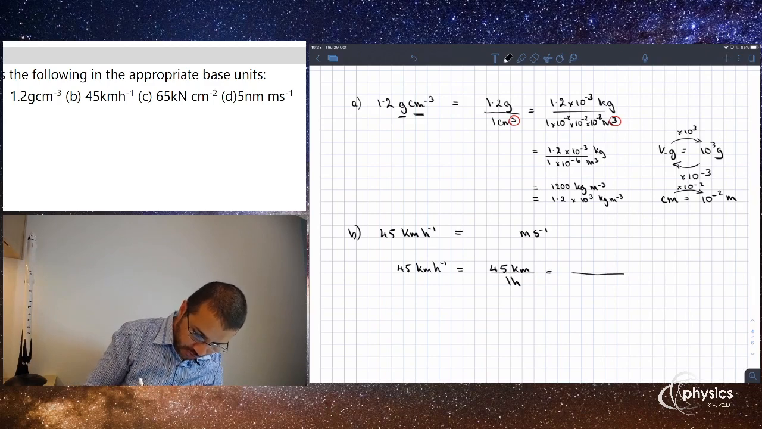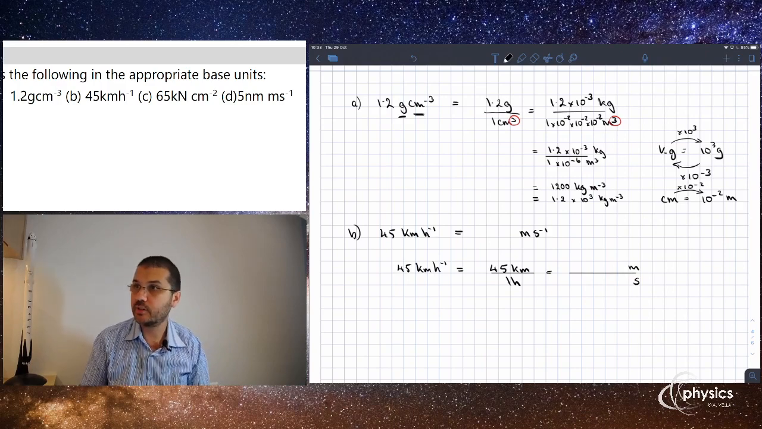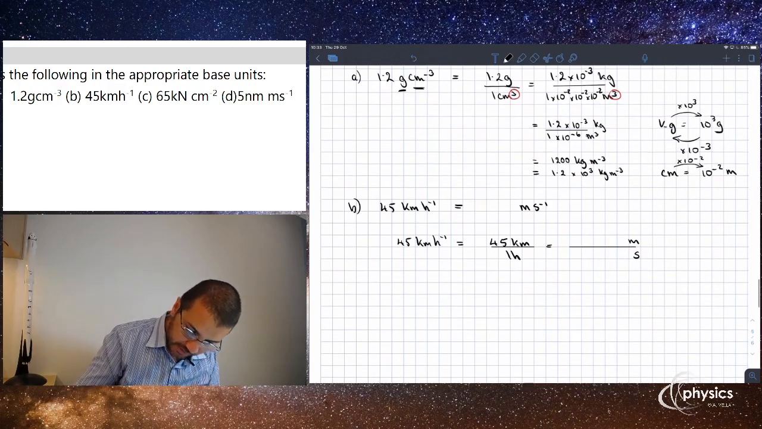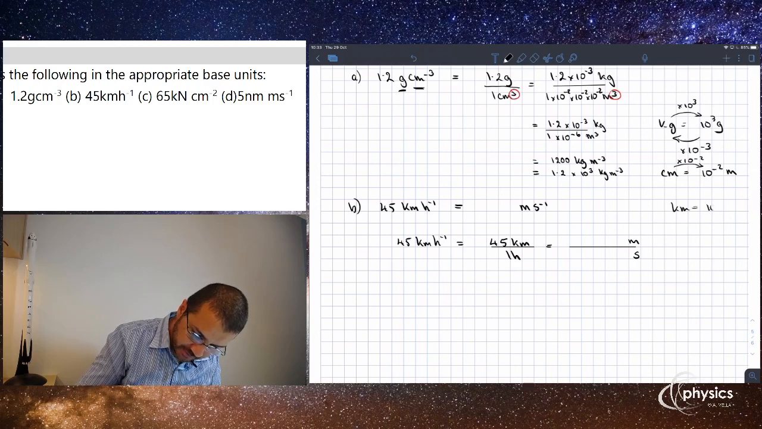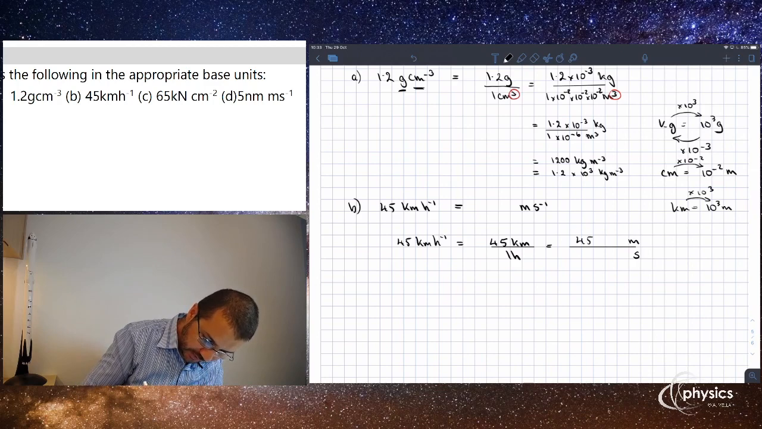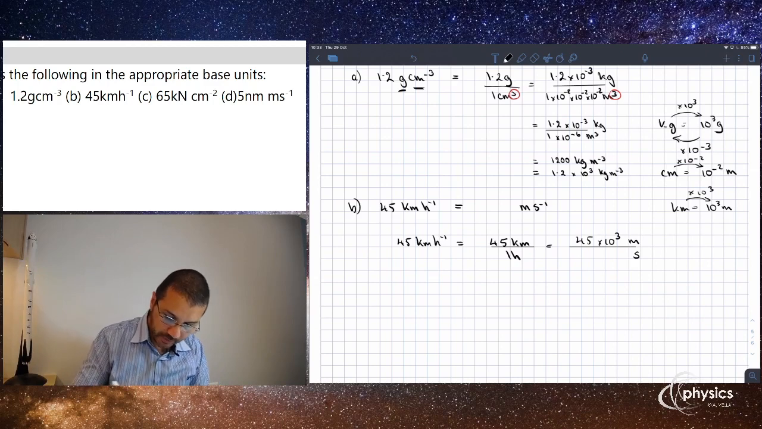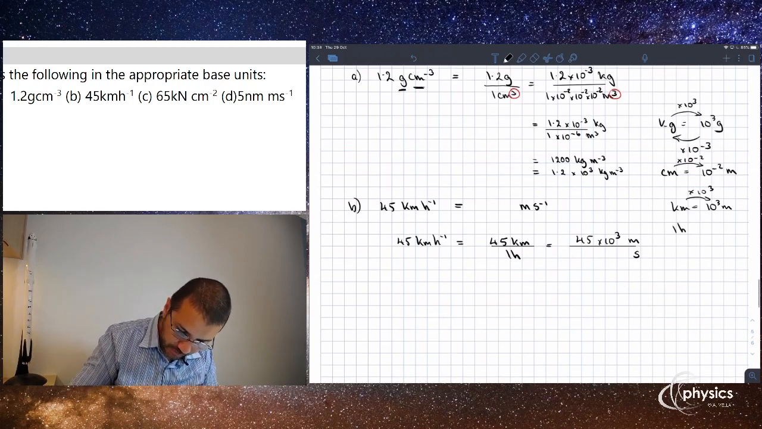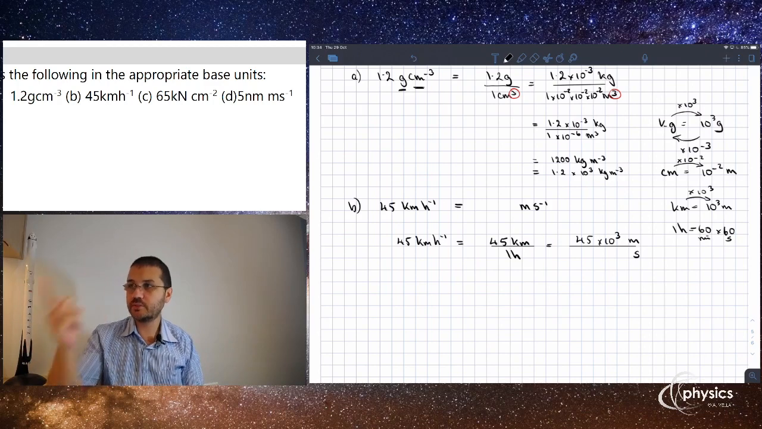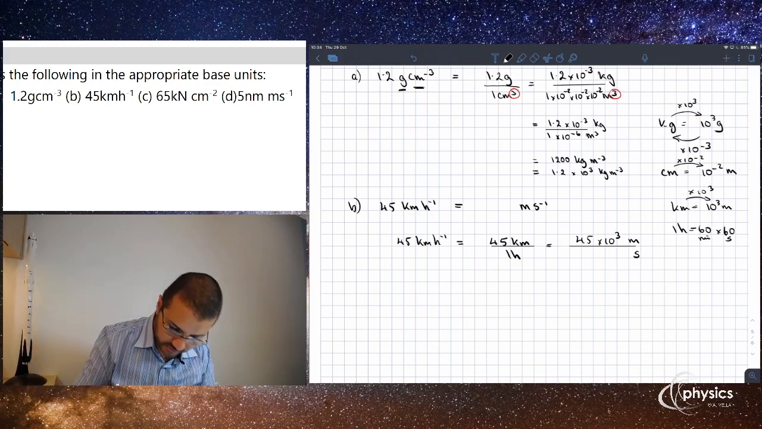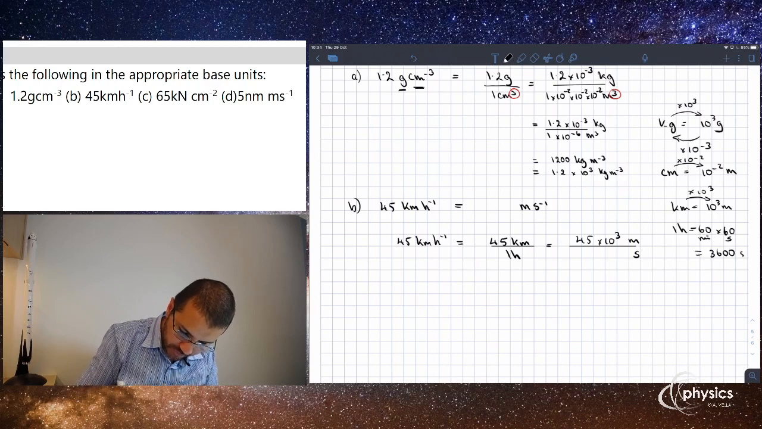Then we have to change the numerator to meters and the denominator to seconds, separately. So I have kilometer means 10 to the 3 meters, so times 10 to the 3. So 45 times 10 to the 3 meters. In 1 hour, how many seconds are there? In 1 hour we have 60 minutes times 60 so that we obtain seconds. 60 minutes, and in each minute there are 60 seconds. So we have 3600 seconds.